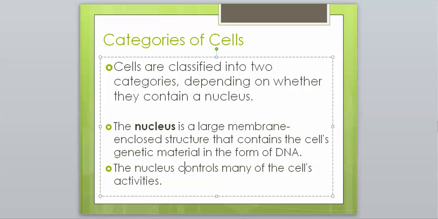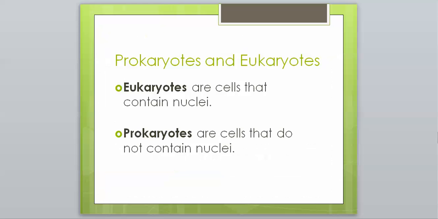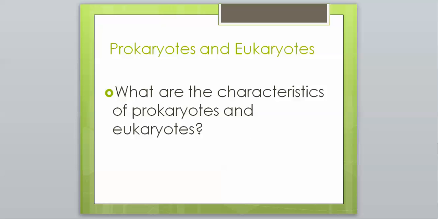So when we look at that, we have two categories. We have eukaryotes. They're the cells that do have a nucleus, the plural form of which is nuclei. And then the prokaryotes are the other type, and those are cells that do not contain nuclei. So those are our two types of cells. Eukaryotes have a nucleus, prokaryotes do not have a nucleus. And so then we're going to look at some of the characteristics of each one of these types of cells.